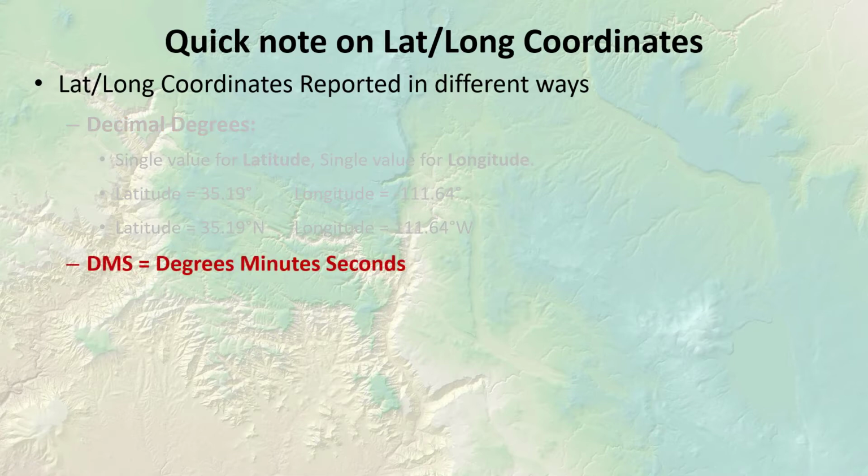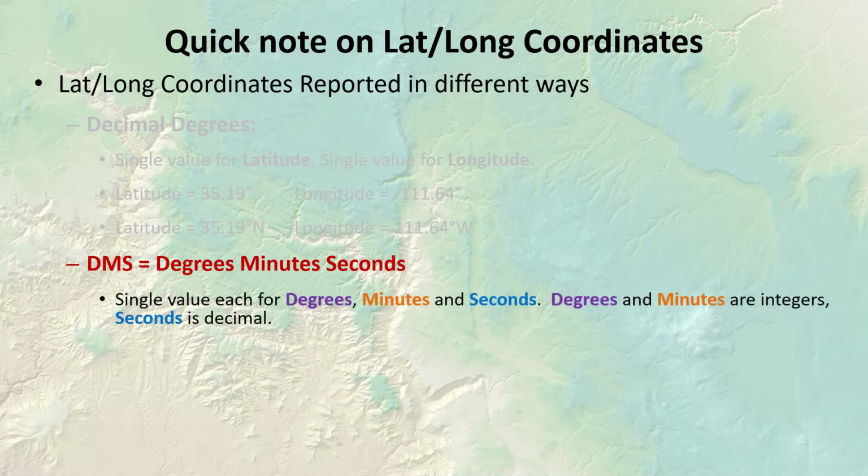Now, another common way to report lat-longs is the DMS, or the degrees, minutes, seconds system, and this is probably the most common out there. So we have a single integer value for degrees and minutes, then you often have a decimal value for seconds. Here's an example. You got your 35 degrees, 11 minutes, 24 seconds latitude. You got longitude of negative 111 degrees, 38 minutes, 24 seconds, which is roughly the position of Flagstaff.